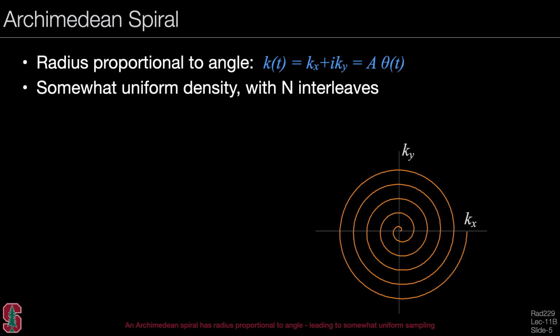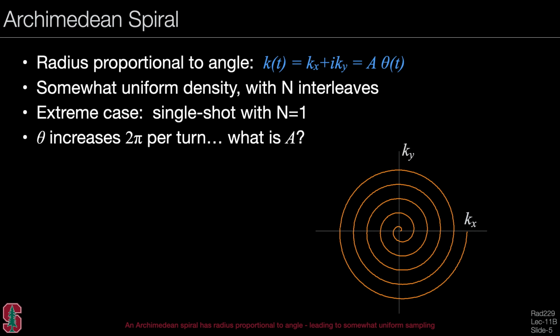Notice that this gives us a somewhat uniform density spiral, as shown below. We can use multiple interleaves to interleave spirals between the turns of the single spiral shown here. And in the extreme case, we can do a single shot acquisition with only one interleave. So notice, of course, that the angle theta increases by 2 pi per turn. So from this, we can calculate this constant A.